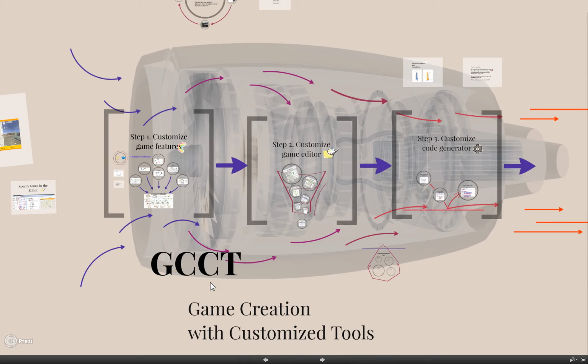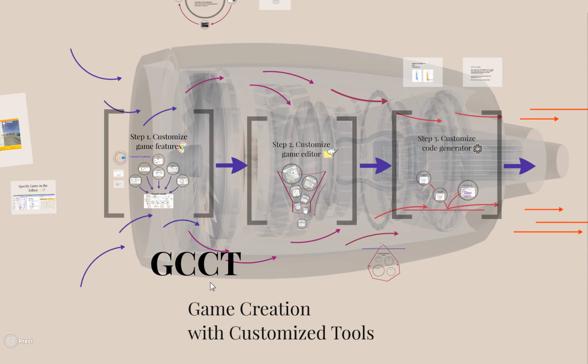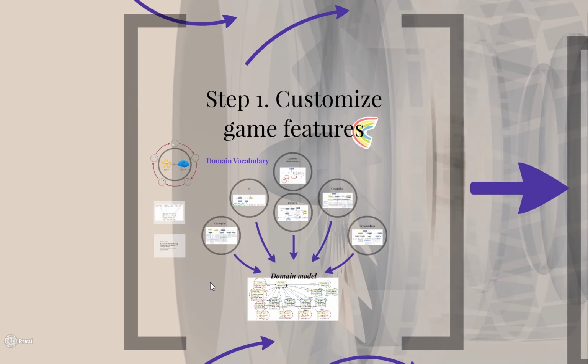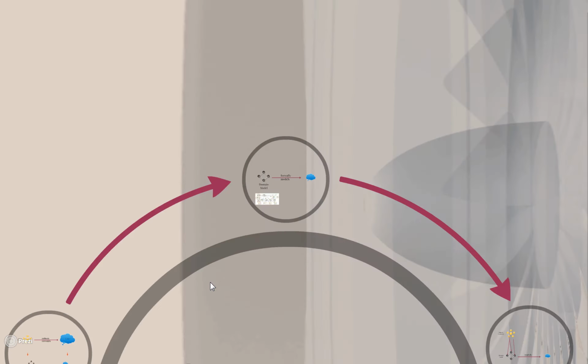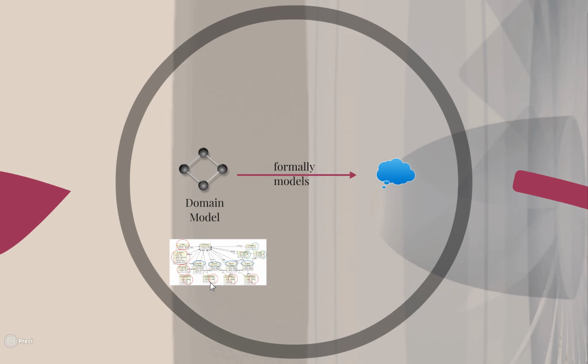In the first video, we introduced an approach to create games with customized tools. In the approach, the first step is to customize game features. We use the domain model to formally model these game features, but this UML class diagram may not be straightforward to various games and for everyone.